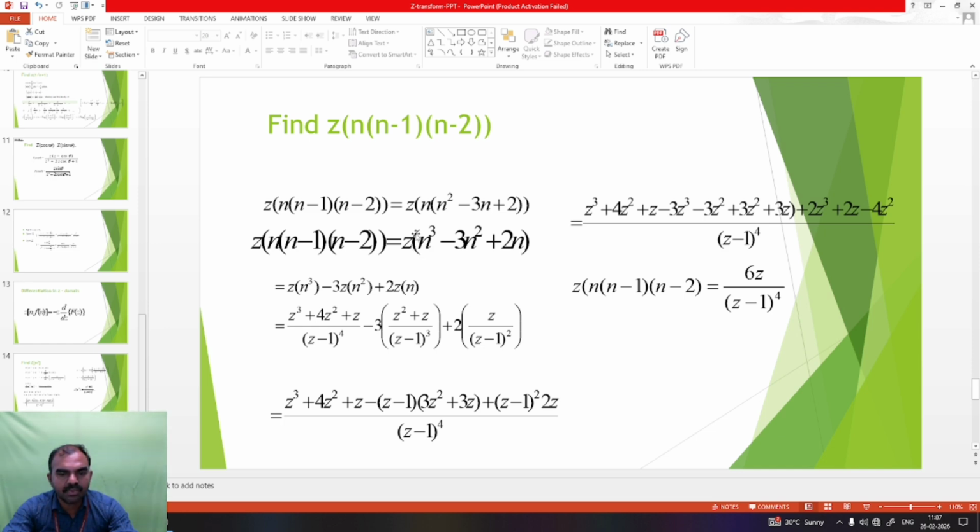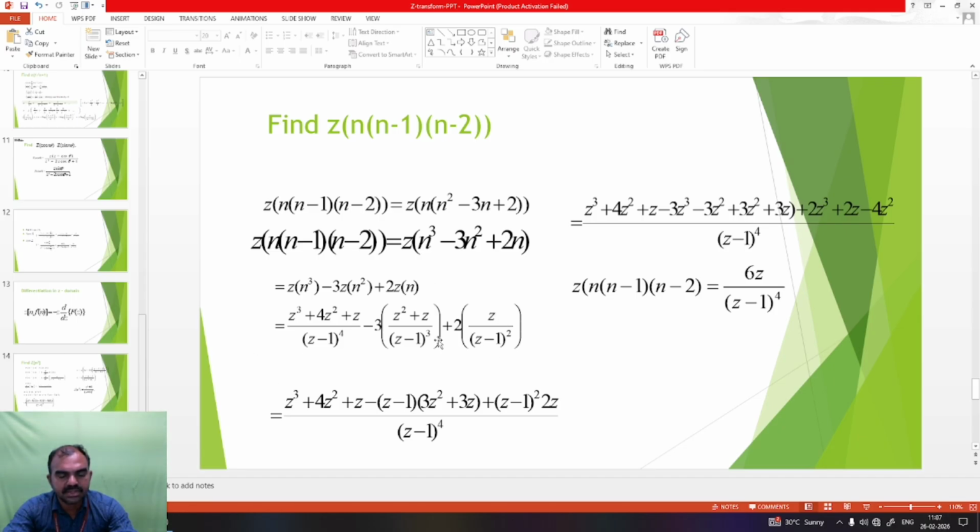So now take the Z-Transform of each function. So Z of n cube minus 3 into Z of n square plus 2 into Z of n. Next we want to find Z of n cube. Already we know how to find Z of n square. So we take the definition and apply it, f of n is n cube. After simplification we get Z of n cube is z cube plus 4z square plus z by z minus 1 power 4, minus 3. Already we know the Z of n square value, z square plus z by z minus 1 the whole cube, plus 2 into Z of n value, z by z minus 1 the whole square.